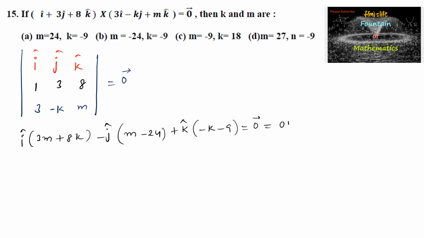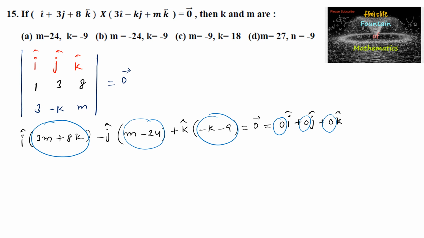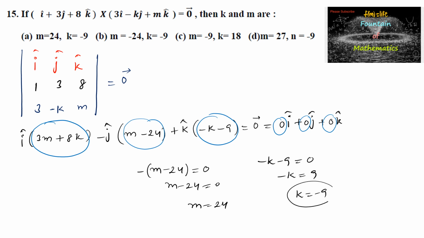The 0 vector can also be written 0i + 0j + 0k. The components of the 0 vector are 0, 0, 0. So comparing both the sides, we can say 3m + 8k is equal to 0, m - 24 is equal to 0, and -k - 9 is equal to 0. So m - 24 is equal to 0, so m is equal to 24, and coming to the next one, -k - 9 is equal to 0 or -k is equal to 9. So k is equal to -9.